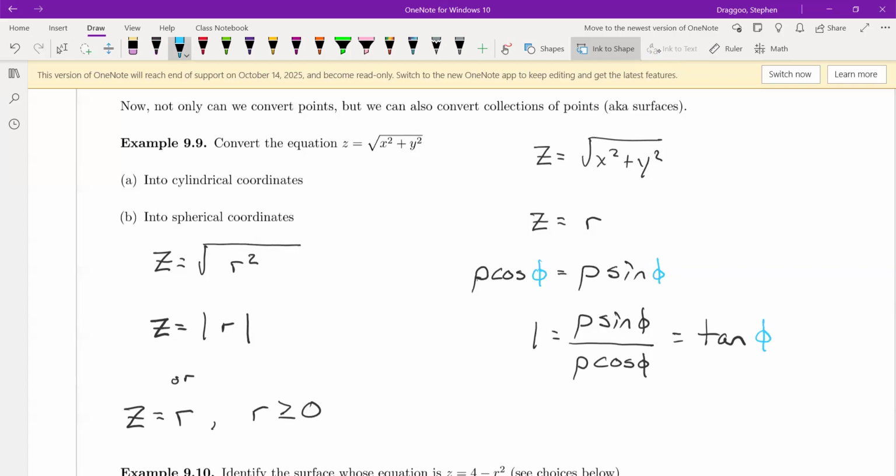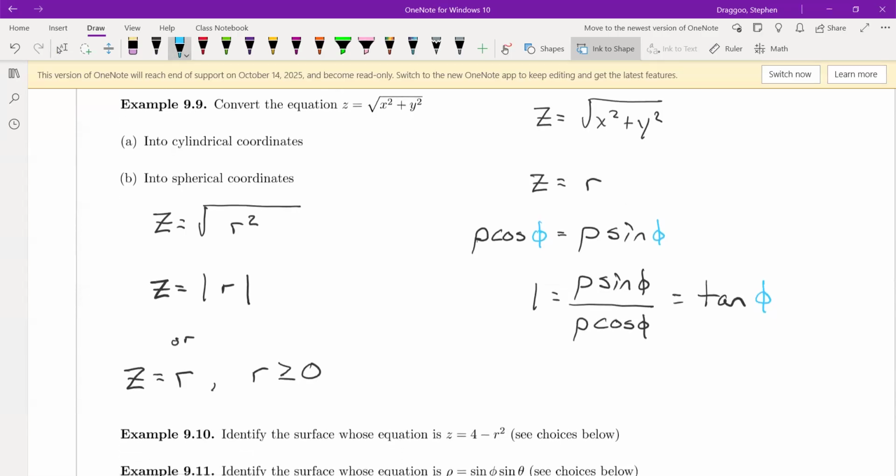Right, sine over cosine is tangent, and those rhos can divide away. Just one. So technically we've got to be careful if rho is equal to 0, but we'll worry about that later. And finally, if I've got 1 is equal to tangent phi, I can solve that equation. Phi should be pi over 4. And then ultimately, that's the equation of my spherical cone. It ends up being just phi equals pi over 4 in its simplest form.